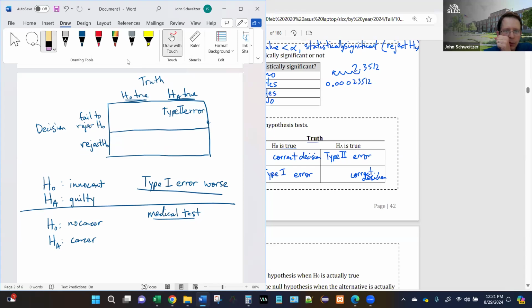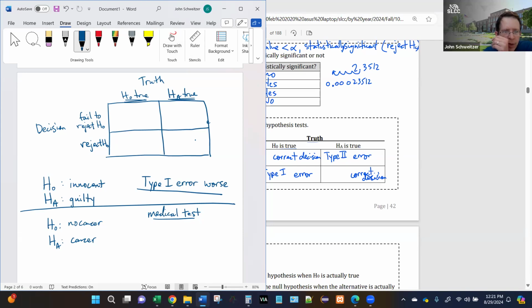So it's the same table. And now we're thinking about this as a medical test, right? Probably by now in life you've had at least a medical test or two. If you haven't, eventually you probably will. It just goes with the territory of growing up and getting older. So if you've had a medical test, you know what I'm talking about here. So the null is that you don't have cancer.